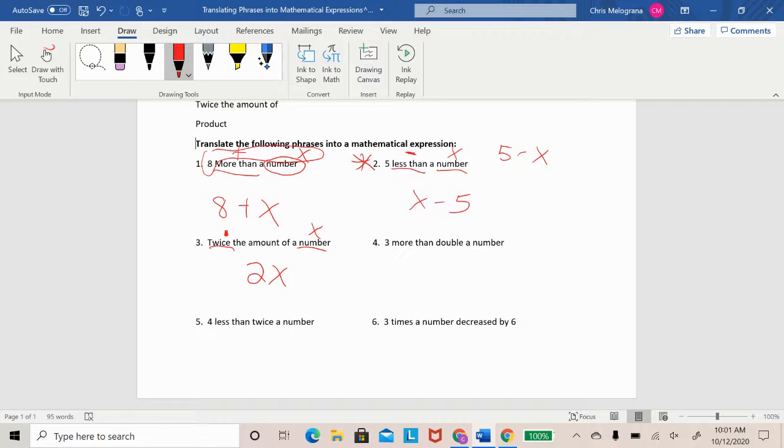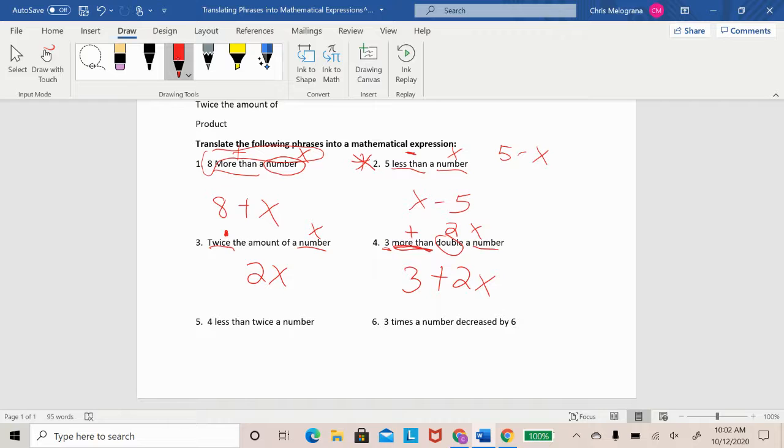Now, numbers 4, 5, and 6, we're actually going to have a couple operations. So it says 3 more than double a number. So more than, that's a key phrase. That's addition. Now it says double a number. So that's going to be 2x. And if I follow it, I'm just going to have 3 plus 2x. So that was 2 operations I used there. I used addition and I used multiplication.